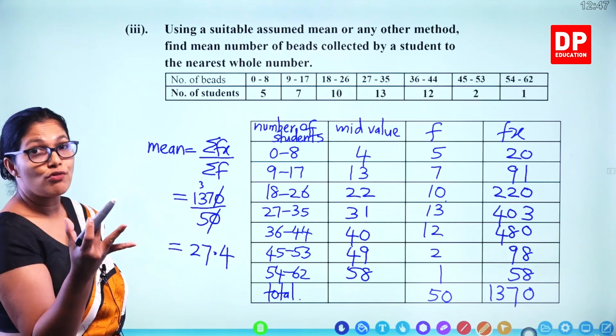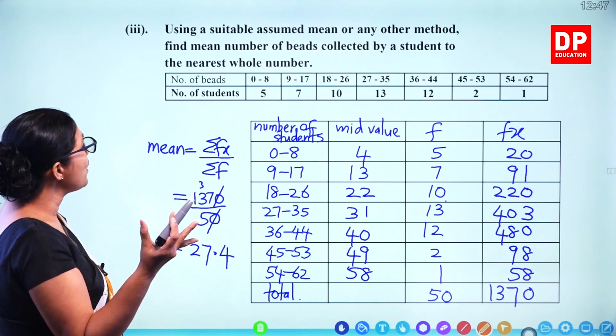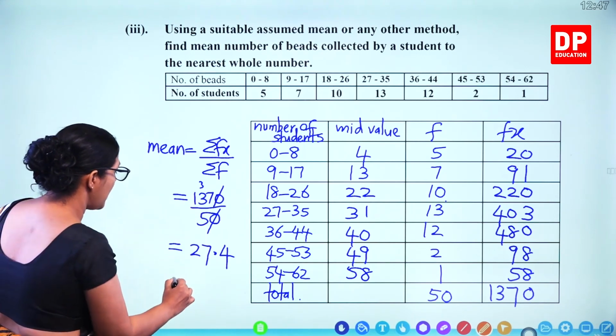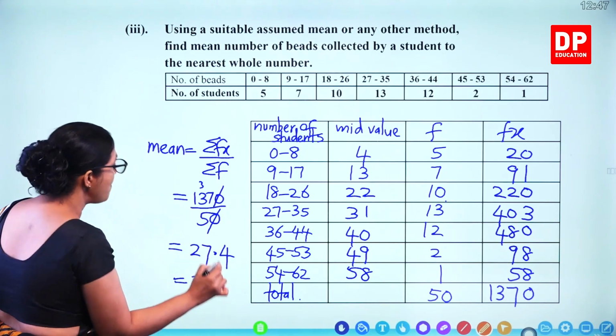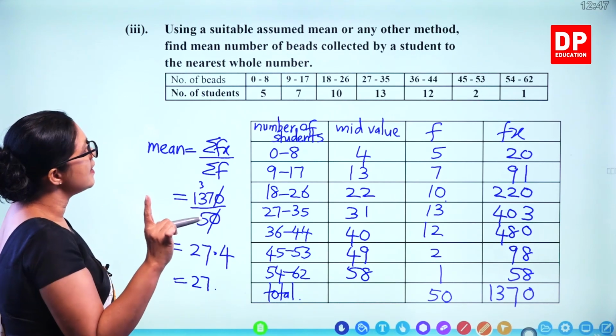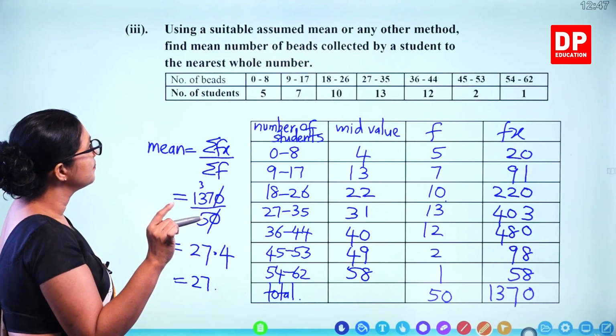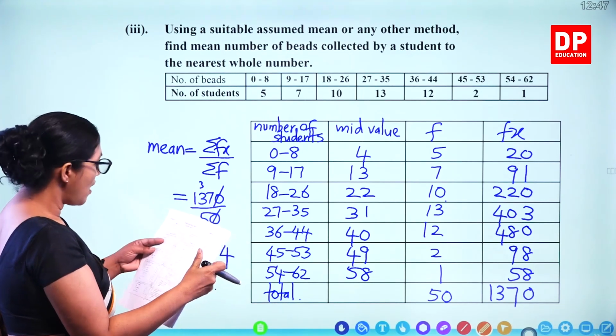So we have to round it to the nearest whole number. So we can say 27 is the mean number of beads collected by a student. So how many marks for that one?